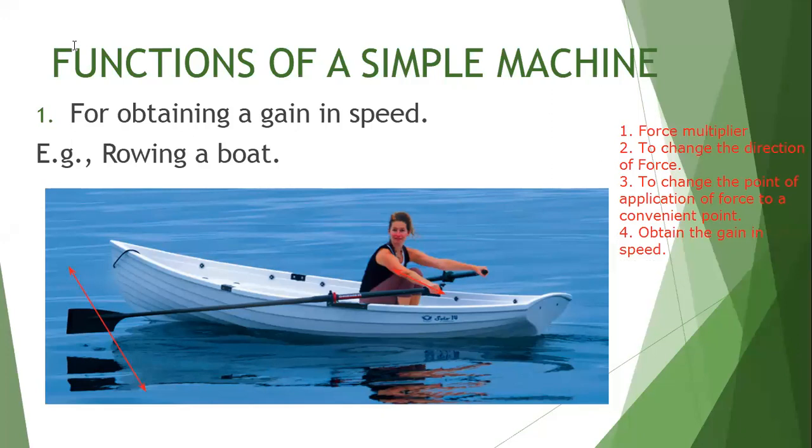So we use a machine to fulfill any one out of these four tasks, or it may be that I am using machines to fulfill two out of these tasks, or it may happen that I am using a machine to fulfill three out of these four tasks. So I can use a machine to fulfill at least one, two, or three tasks out of this, depending upon the necessity. Is it very clear, class?